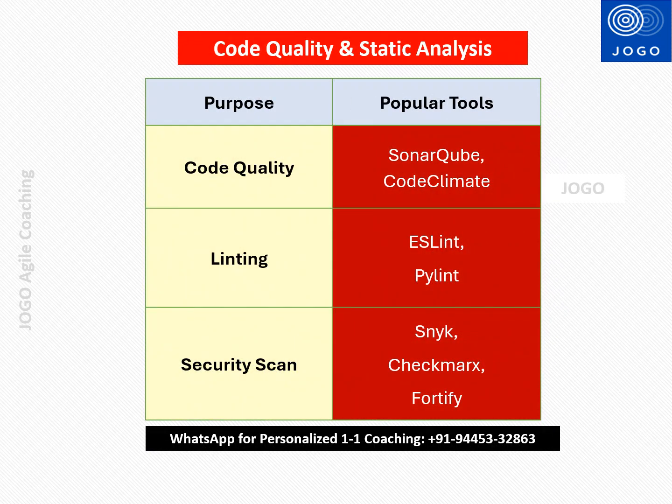The next stage in DevOps is code quality and static analysis of the code. The purpose of this phase is ensuring that the code quality standards are met as per the expectation, and that linting and a security scan are done for the source code to ensure that there is no security vulnerability in the code developed by the team. Popular tools used in this stage are SonarQube, Code Climate, ESLint, PyLint, Snyk, Checkmarx, and Fortify. So these are a few tools used for source code quality and static analysis checks. Hope this is clear and helpful to you.